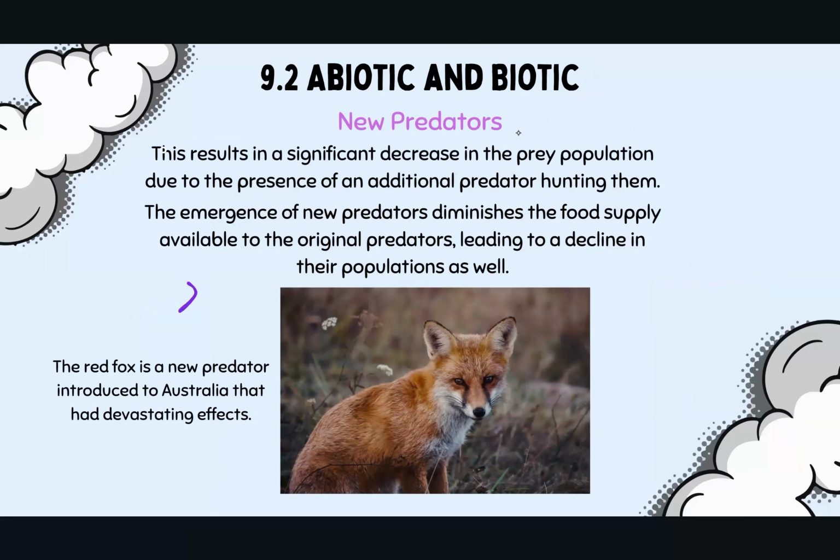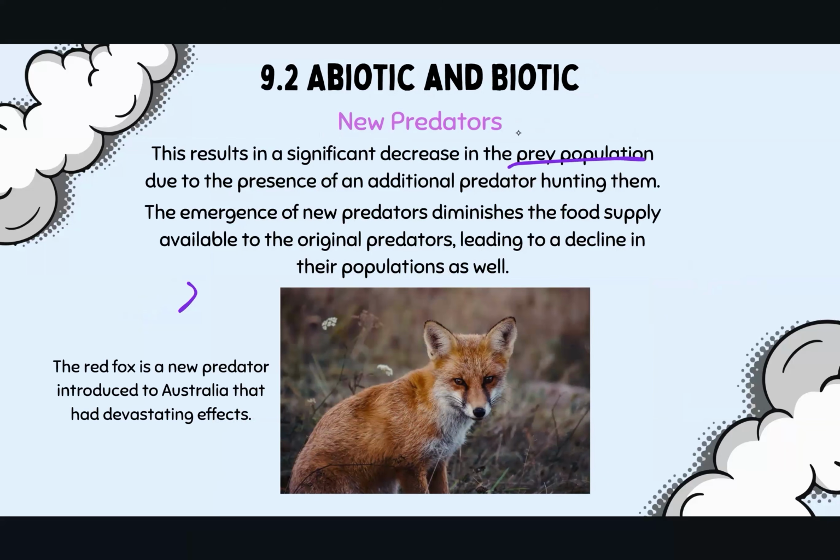So predators: this results in a significant decrease in the prey population. If you've got one prey and two or three predators trying to eat it, it starts to decrease that prey. But that has a knock-on effect, because some of the predators that were eating that prey may have had it as one of their main food sources. So if that food supply diminishes, that predator will start to decline in population as well.